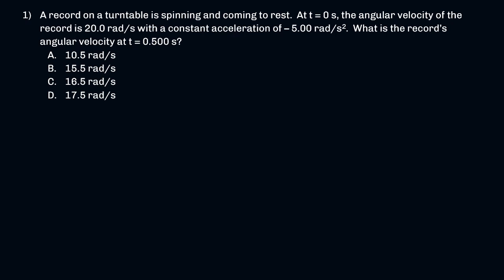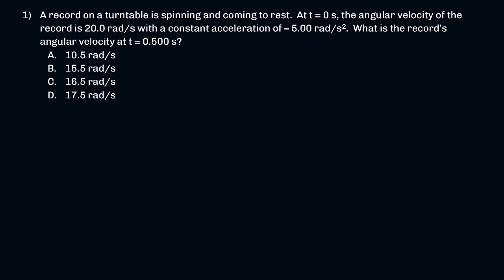All right, so the first thing that really stands out to me here, at least at the very end, is that I'm trying to find the record's angular velocity. This means that I'm going to be working with our kinematic equations here. I'm also given an initial velocity and an acceleration. So what I'm going to do is figure out what I've been given in the question.